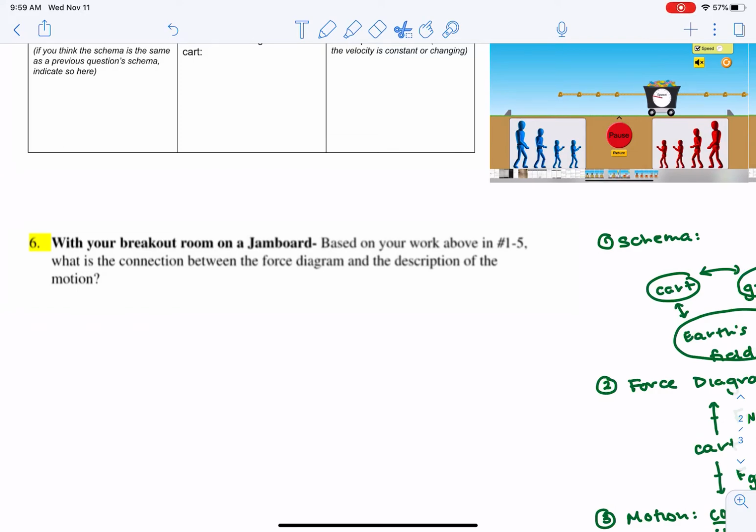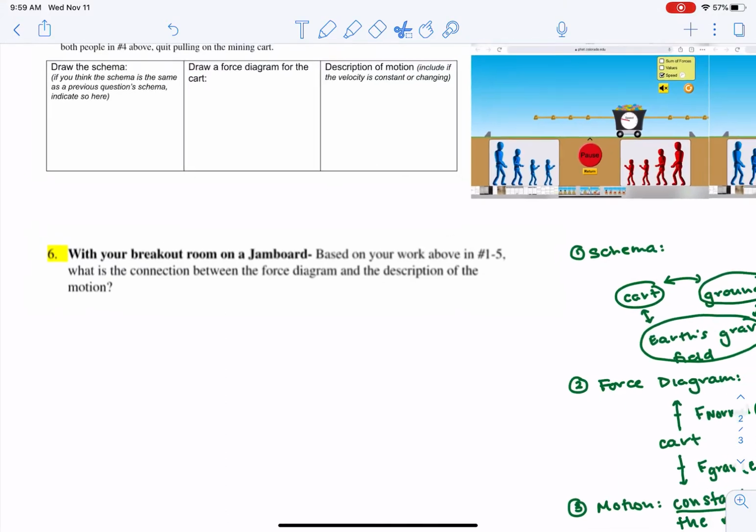Hi everyone, this video is going to go over a couple notes about problem number 6. Problem number 6 asks us to look back at 1 through 5 and see if we see any connections, specifically between the force diagram and the description of the motion.